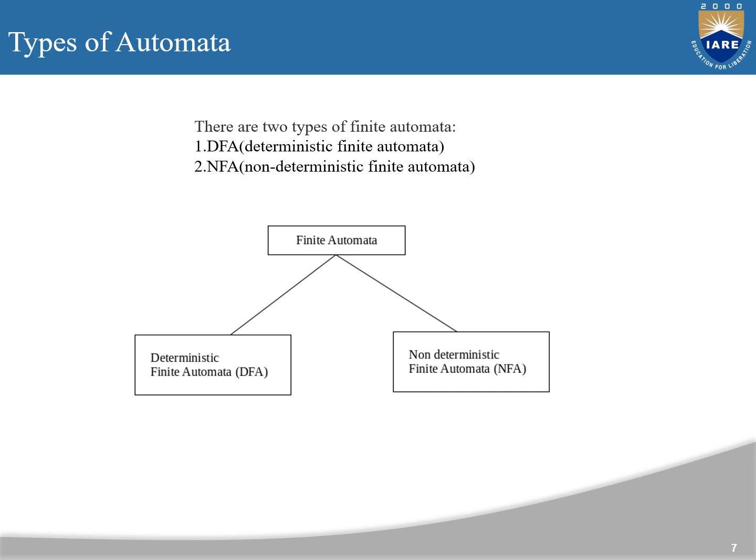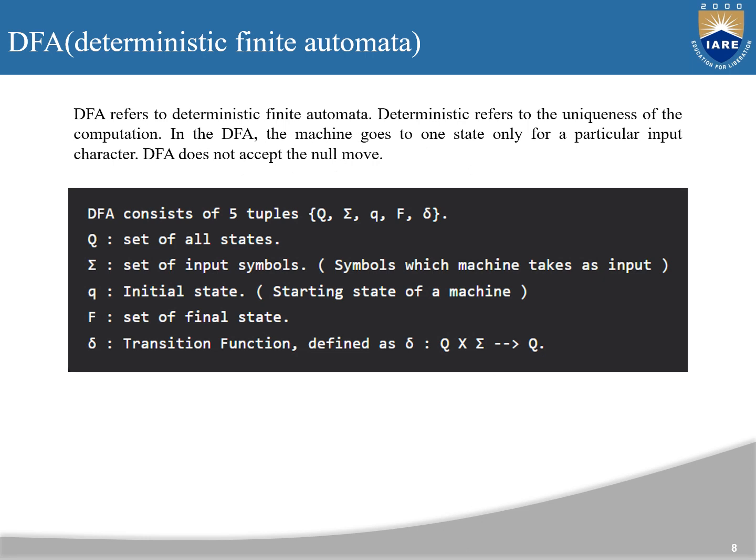There are two types of finite automata: DFA, deterministic finite automata, and NFA, non-deterministic finite automata. Finite automata is divided into two, DFA and NFA. DFA refers to deterministic finite automata. Deterministic refers to uniqueness of the computation. In the DFA, the machine goes to one state only for a particular input character. DFA does not accept the null move.